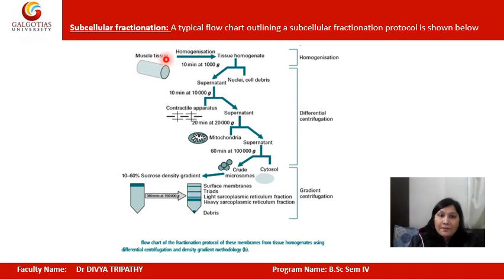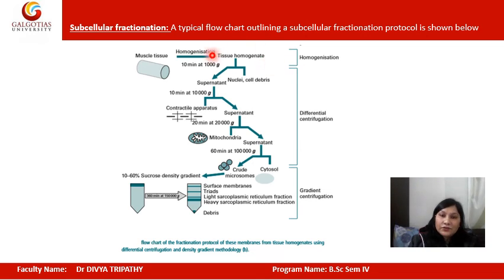We have taken a muscle tissue. First, the muscle tissue will get homogenized to get tissue homogenate. This can be done by mechanical, chemical or enzymatic methods. If you remember, in the chemical method we use some surfactant. In the mechanical method we use a blender. In the physical method, an example is sonication. So there are many different methods present to homogenize the muscle tissue.